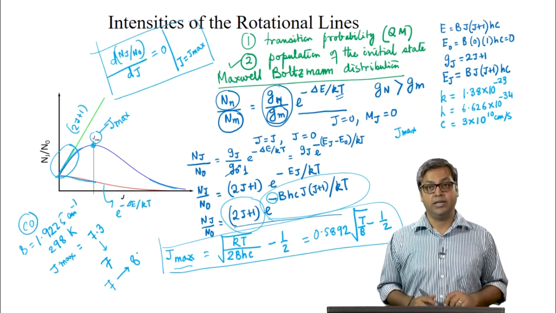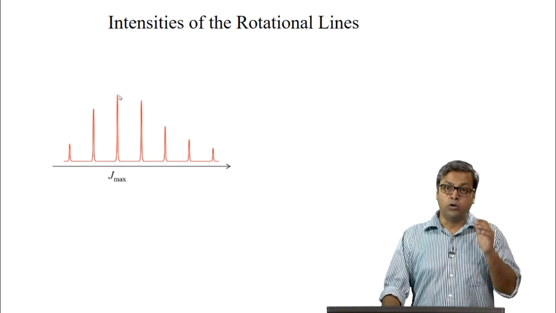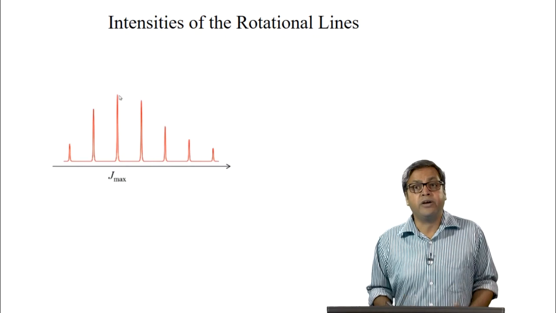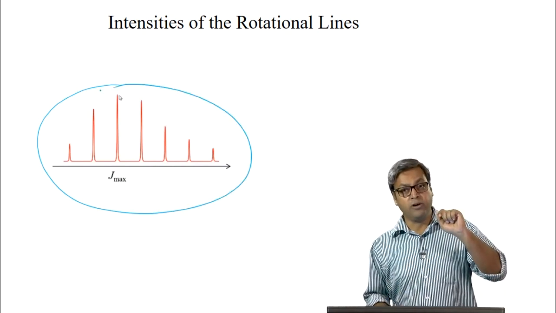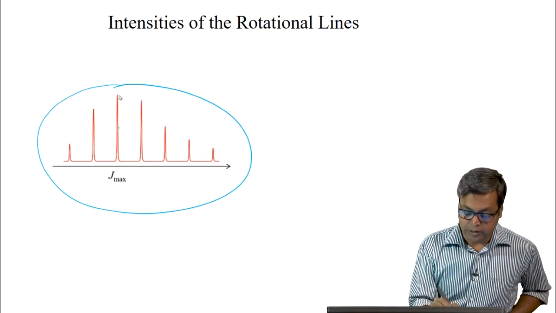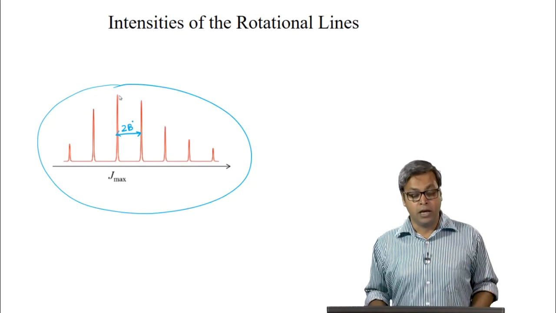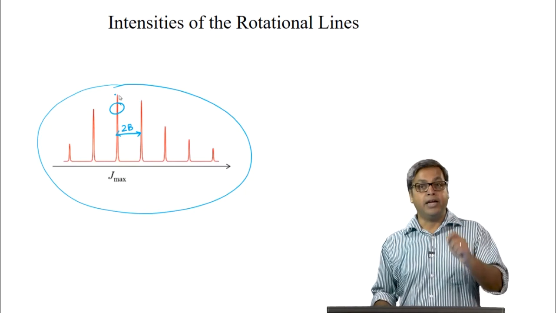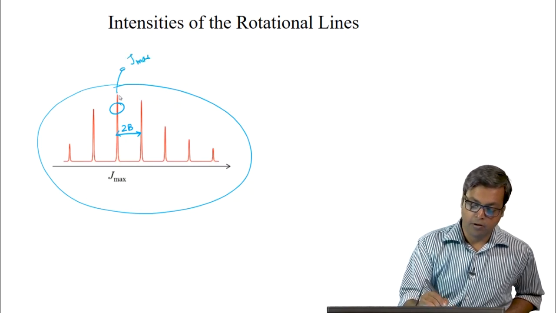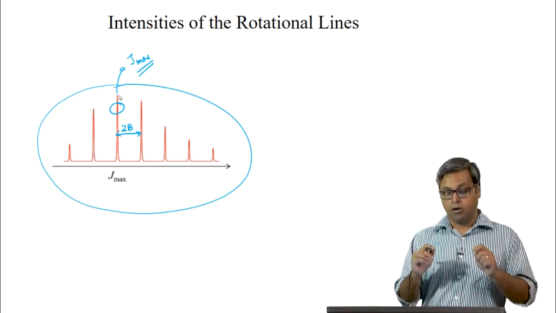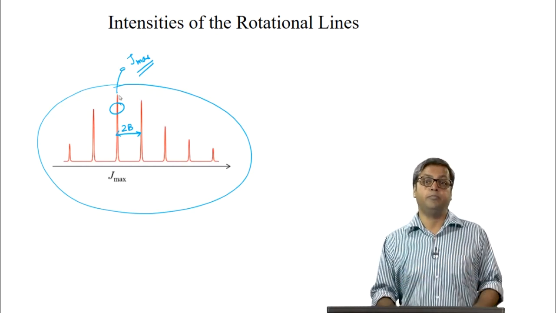But more importantly, J max depends on temperature. So, now let us have a closer look at the intensities, or how a rotational spectrum will look. Here in this figure we have a rotational spectrum. If we know the value of B from the spacing between the spectral lines, because the spectral lines are spaced out by 2B, and also can identify the line which has the maximum intensity, that is the J max line, where the population or the spectrum has maximum intensity, we can use this information to determine the temperature of the sample.